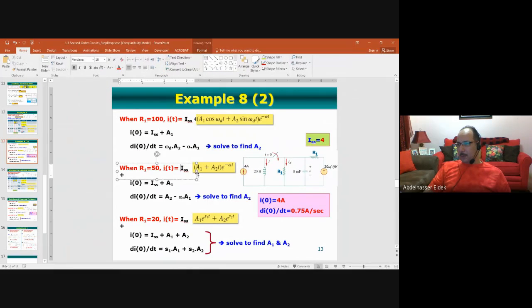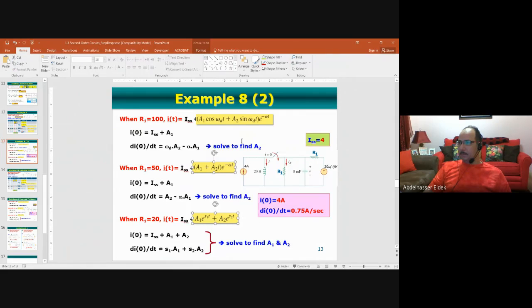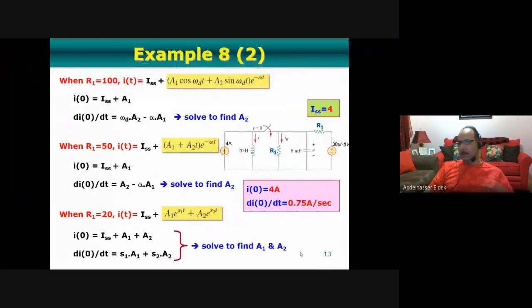It's supposed to be plus. So it's supposed to be like this. So this is the value for the current. The total current is the steady state plus the transient response. So all you have to do is just decide what's the value for A1 and A2 based on these equations here. Based on these equations, this one and this one, or this one and this one, or this one and this one, depending on the case that you have.